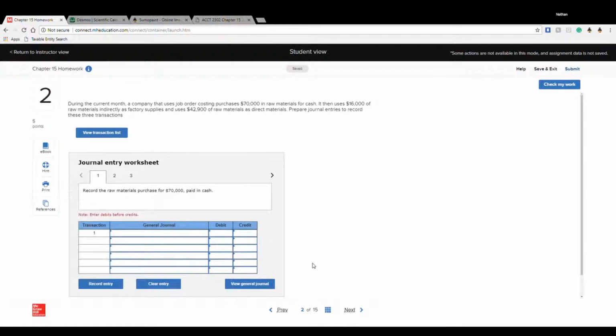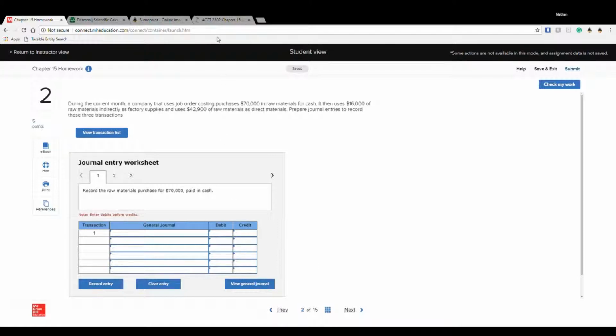Alright. So question number 2. Question number 2 states, during the current month, a company that uses job order costing purchased $70,000 in raw material for cash. Then it uses $16,000 of that raw material indirectly as factory supplies and uses $42,900 of raw materials as direct materials. Prepare journal entries to record these 3 transactions.